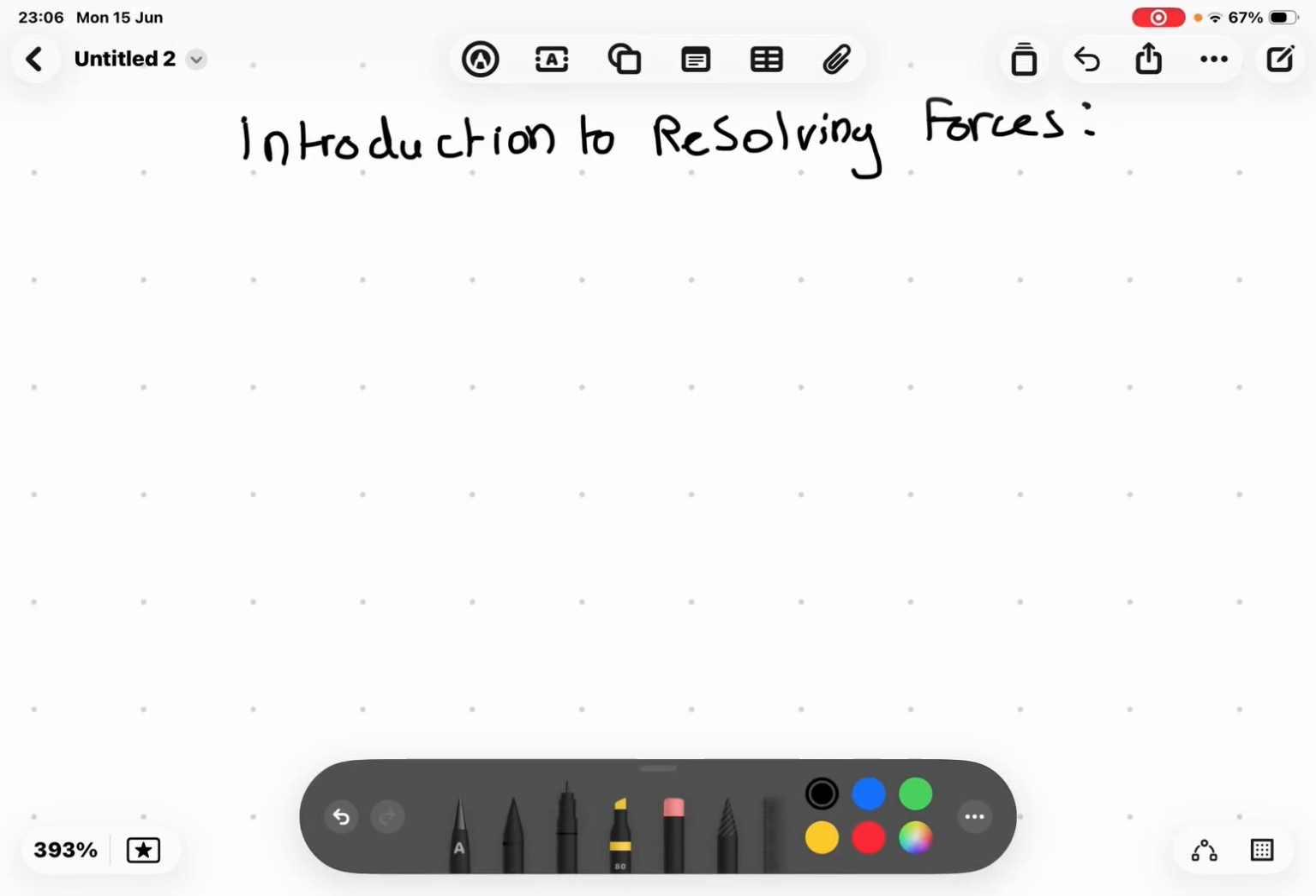Hello, today is an introduction to resolving forces. We're not going to have any exact questions about it. Basically, it's a brief overview of what it is. So what I mean by resolving forces is basically you have to understand that.